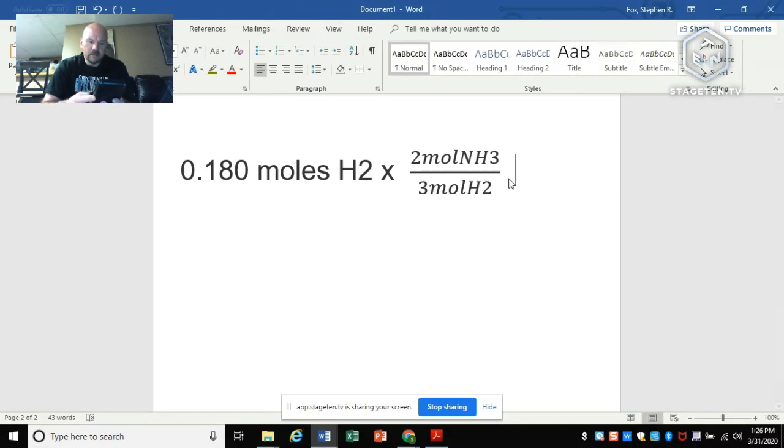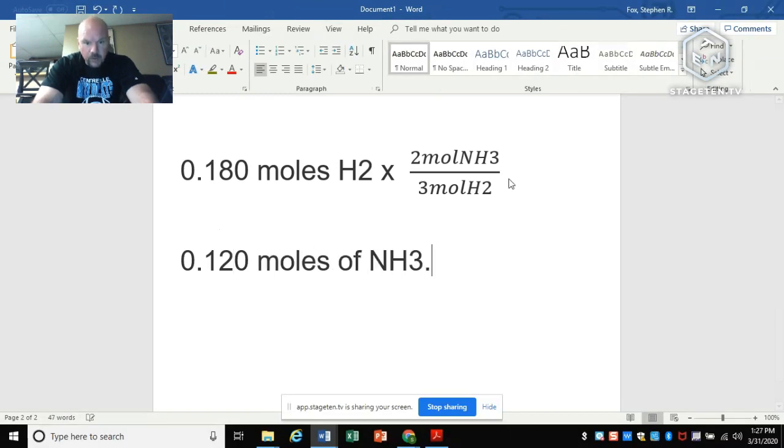So that comes out to be 0.120 moles of NH3. So now the question is, what's the volume? So we would go back to the ideal gas law and say PV equals nRT. We plug everything in.